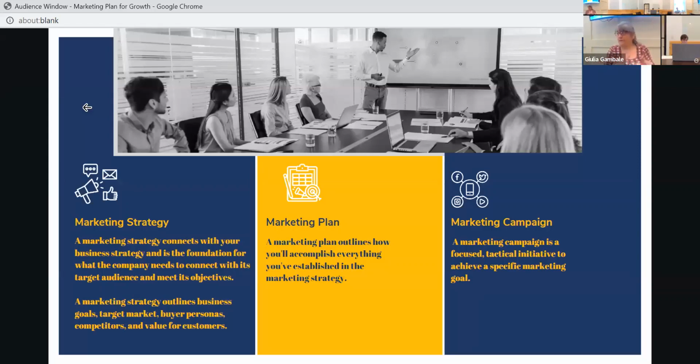Then from there, the marketing plan outlines how you are going to accomplish everything that you established in the marketing strategy. So all those things we just talked about: your goals, how much money you're going to be bringing in, how you're going to be reaching the people that encompass your buyer personas, how you're going to be taking market share from your competitors, and then constantly and consistently providing value. What's the communication that's going to be going on so that those customers come back again and again and again.